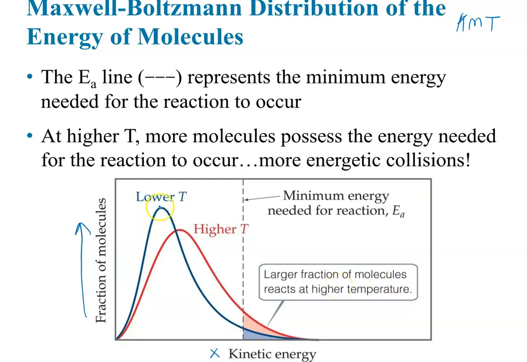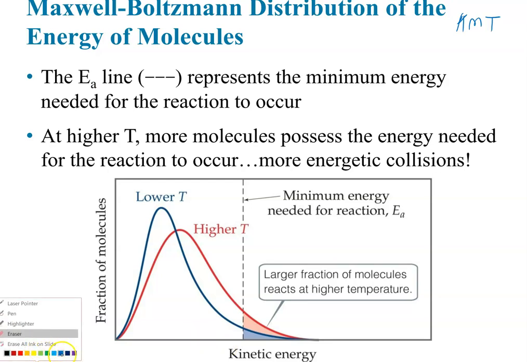We know that at a lower temperature, there's a lower distribution of kinetic energies, and at a higher temperature, it shifts to the right, and the distribution spreads out. That's your typical Maxwell-Boltzmann distribution. Well, what would this have to do with temperature affecting the reaction rate?